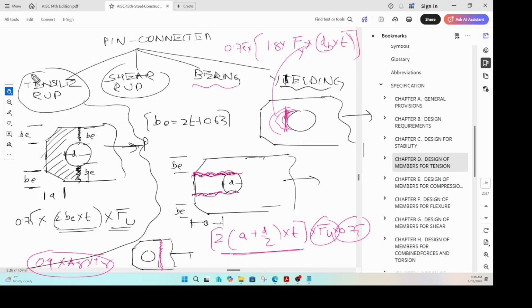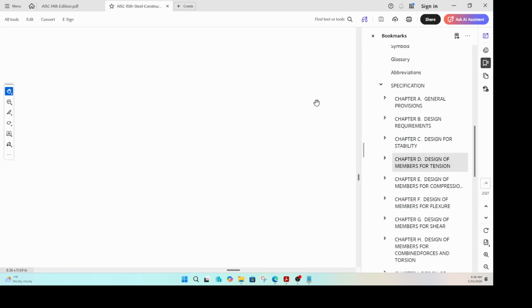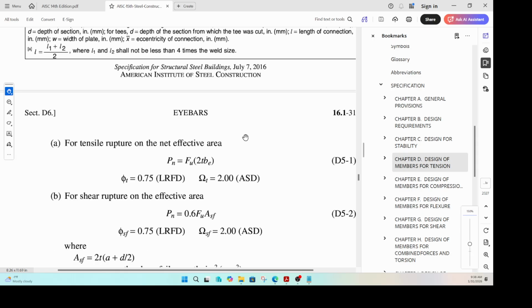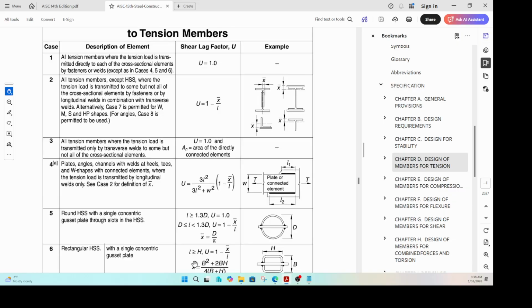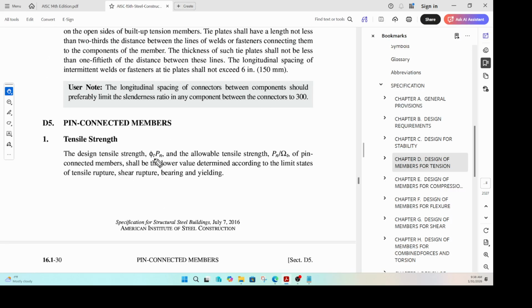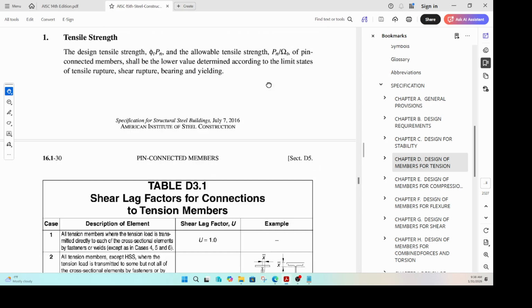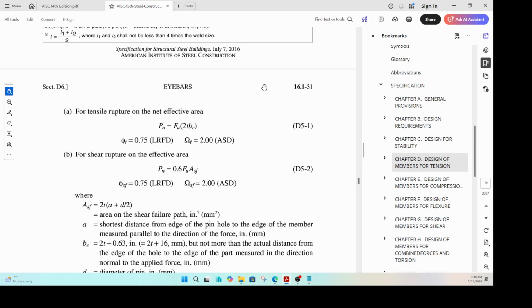So once you find out your tensile rupture, shear rupture, bearing, and yielding strength, you pick your minimum, and that is the strength of your pinned connection. As simple as that, right? And that is what is being described here. If you go here, it says phi Tn or Pn by omega. This is ASD, this is LRFD, is the lower value of all these limit states. What are those limit states? Tensile rupture, shear rupture, bearing, and yielding. And we talked about all those things in detail, right?